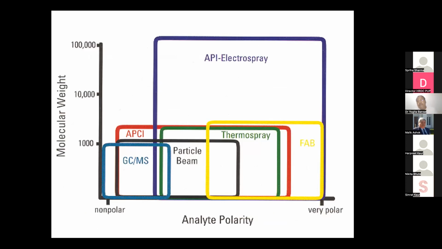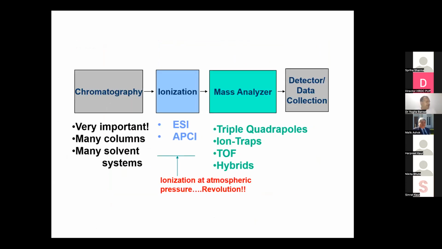So we have seen the different ionization techniques, and depending upon the molecular weight and the polarity of the analyte, we can select the appropriate ionization technique. The most versatile technique, covering the widest range, is electrospray. See here, it covers all molecular masses and almost all polarities. So they are covered. Okay, so these are the various ionization techniques.